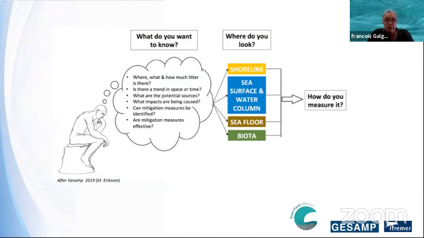So what do you want to know, in fact, when you are monitoring? There are different questions that monitoring may answer. These are about amounts, location of litter, for sure. Is there any trend? Is there a specific source, for instance? What kind of impact may we discover, for instance?